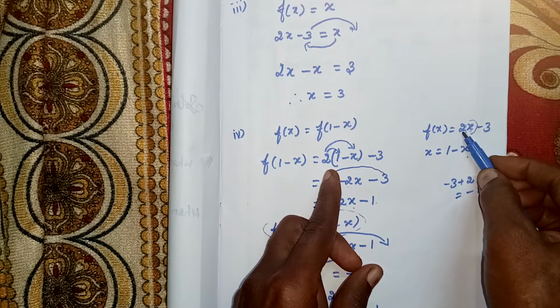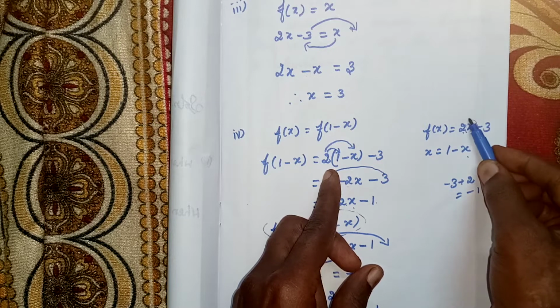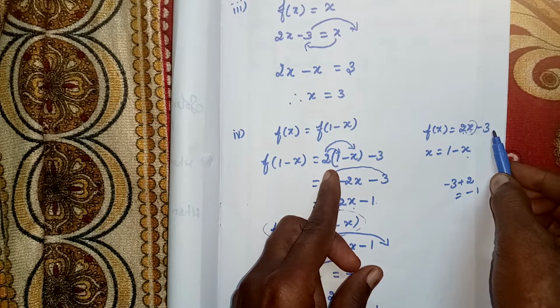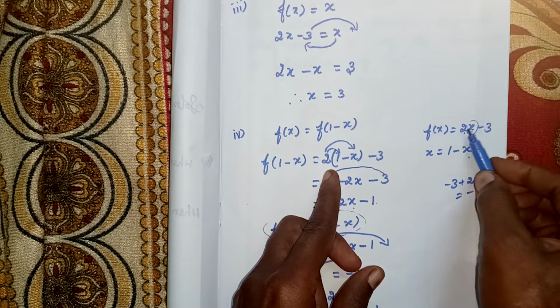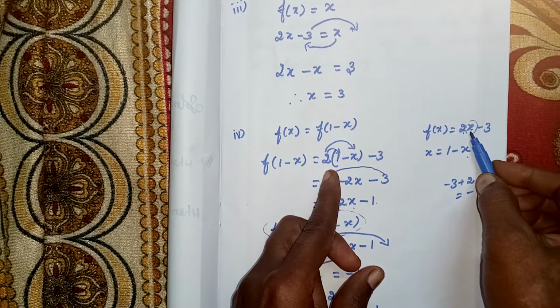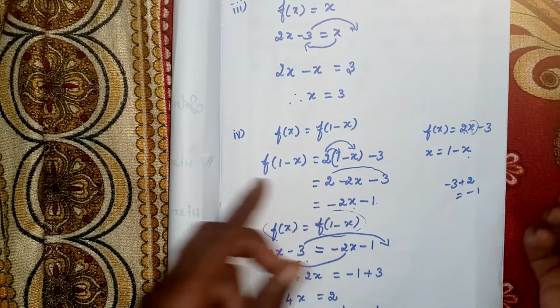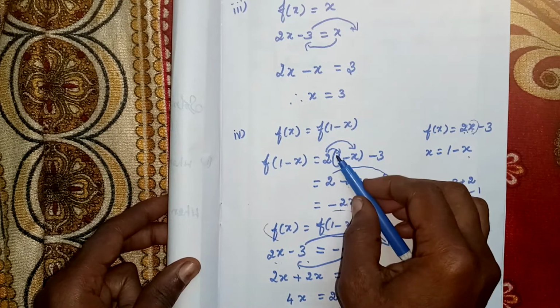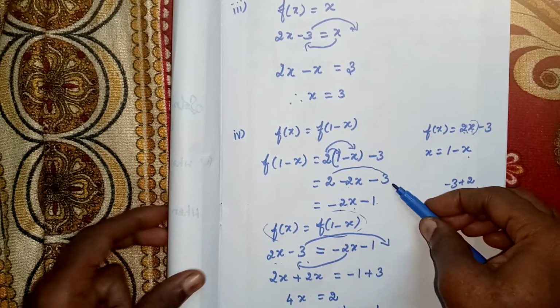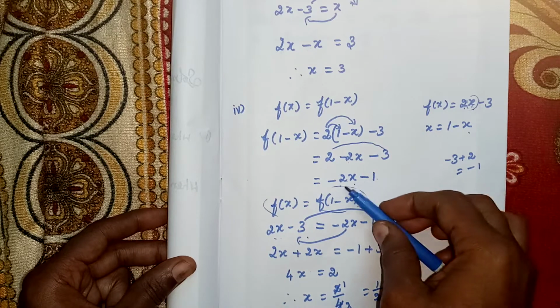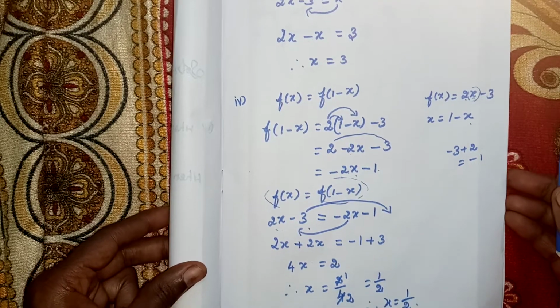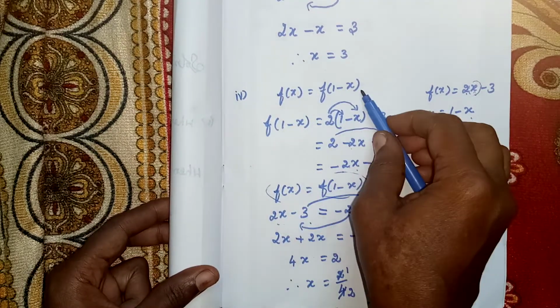So, 2 into 1 minus x minus 3. Okay, f of 1 minus x means 2 into 1 minus x minus 3, which is equal to 2 minus 2x minus 3, which is equal to minus 2x minus 1.